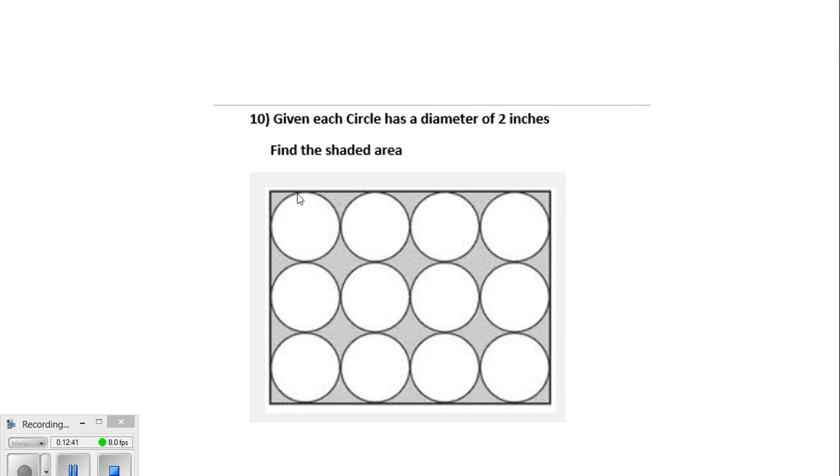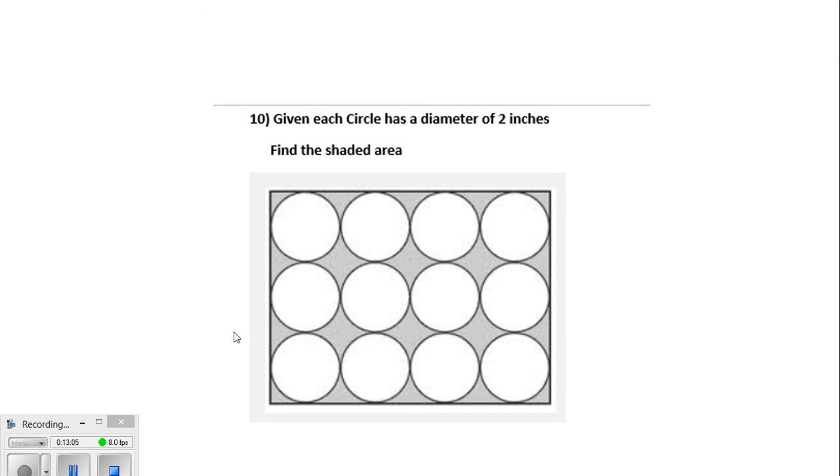So it looks like the side here is 6 inches, because it's 3 circles which are all stacked up on each other. They're said to be tangent. They're just touching at these points right here. So the width of the rectangle is 6. What's the length of the rectangle? Well, 2, 4, 6, 8. There it is. The length of the rectangle is 8.